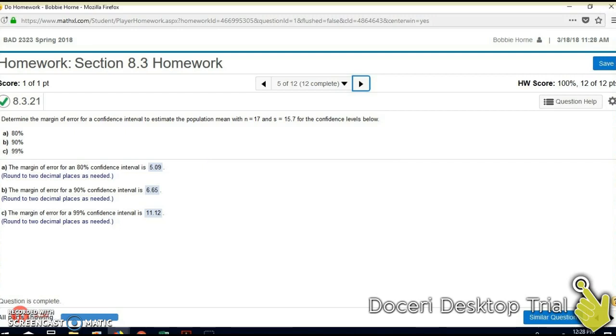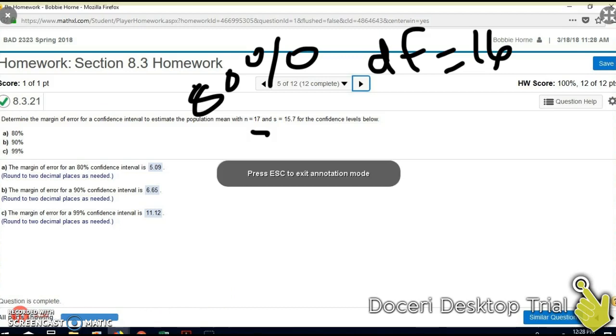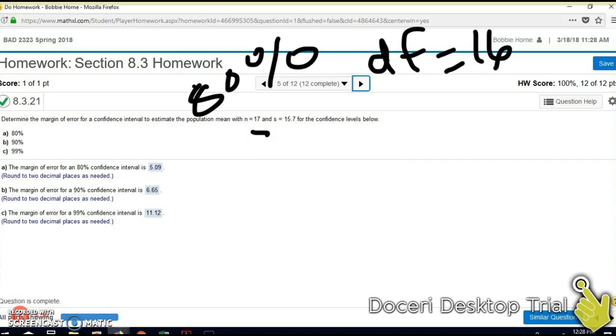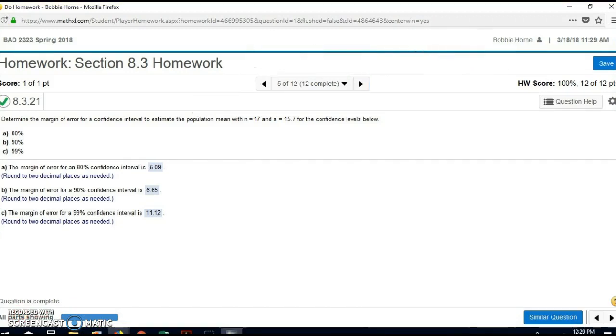So for A, we know that the confidence interval is 80%, and we know that the degrees of freedom is 16 because it's n minus 1. So if you look at that in your t-table, and how are you going to do your t-table if it doesn't give you one on this problem? Well, let me see if I can show you how to do that.